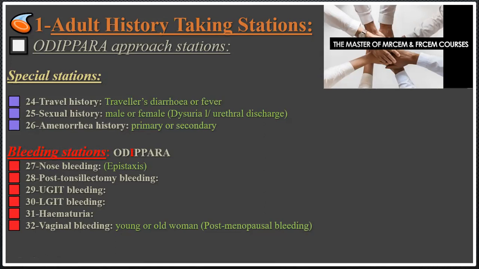When was the first menstrual period? If she said, I have no menstrual period at all, it's primary. If she said, I was 16 or 15, it's secondary. So primary means she doesn't have menstruation at all. Secondary means she has menstruation at 14, 15, 16, or whatever, and now she has no menstruation, for example for 4 months or 5 months. Bleeding stations are the most important, you ask about questions of bleeding.